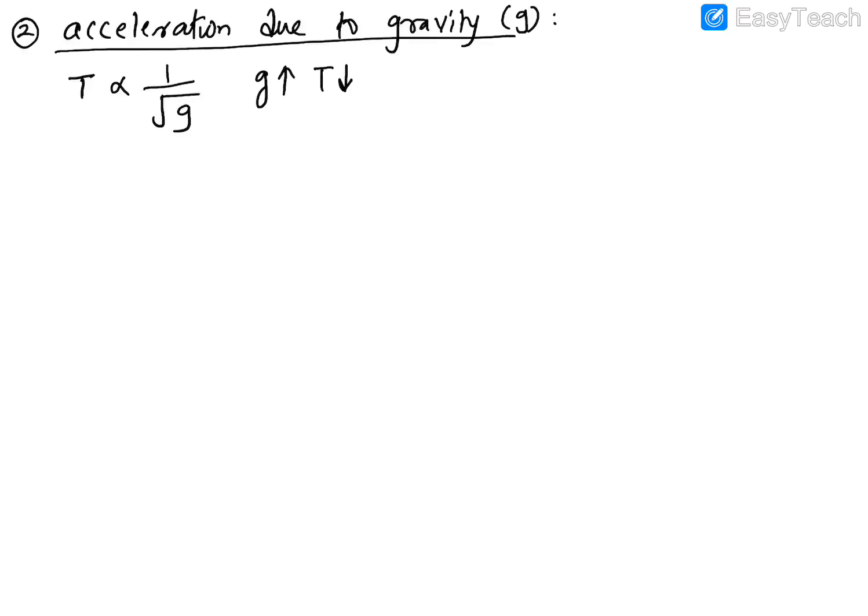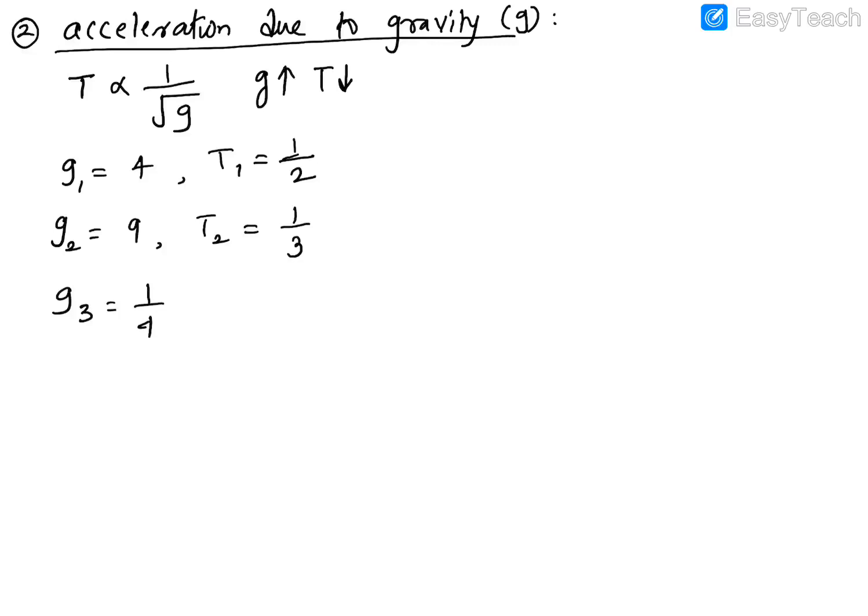Now, how will it affect? Let's say if the gravity became 4 times, what's the effect on time period? It will become half, correct? Because it is 1 upon root of 4, so it will become half. Same way, tell me, if the gravity becomes 9 times, what's the effect on the time period? It will become 1/3. Now, if the gravity becomes 1/4, how much will be the time period?